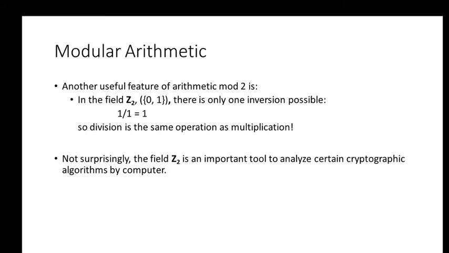Another useful feature of arithmetic modulo 2 is that in the field Z2, {0, 1}, only one inversion is possible: 1 by 1 is equal to 1. So division is the same operation as multiplication. Not surprisingly, the field Z2 is an important tool to analyze certain cryptographic algorithms by computer.